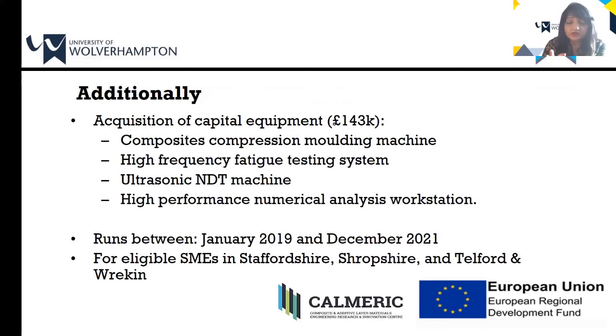So just to quickly let you know, I know Claudia talked about this. As part of the project, we have got a budget of 143K, and we have invested that in purchasing capital equipment. So 4 of the big items are the composites compression molding machine, fatigue testing machine, as I mentioned, non-destructive testing machine, and the high performance numerical analysis workstation. I call it a super duper computer, because when it arrived, it was just nothing more than a super duper PC or desktop, and I thought, oh, what is that? But apparently it costs a lot of money, and it does a lot more than an average computer will do for you.